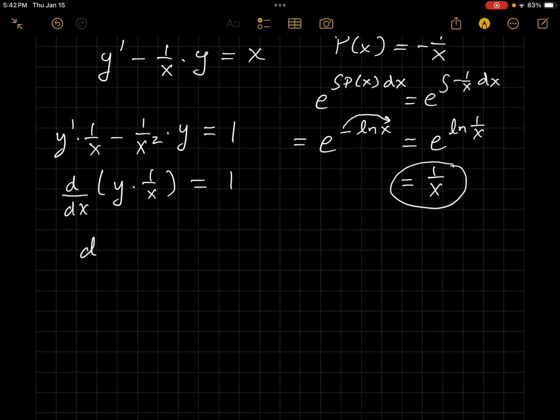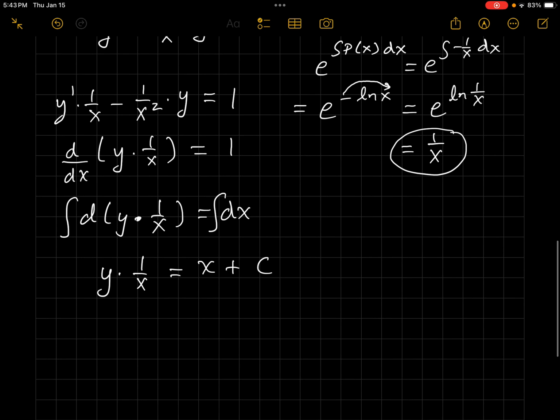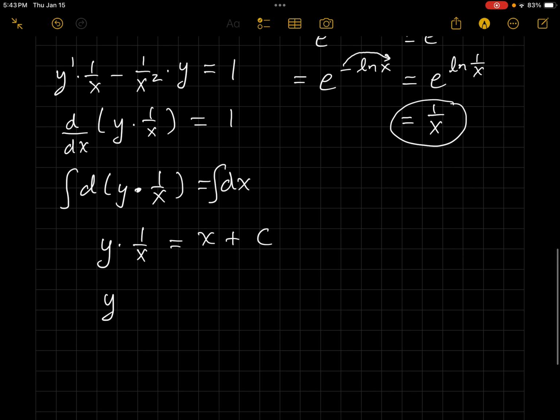We can multiply both sides by dx, giving us d of y times 1 over x equals dx. And then integrating both sides, we get y times 1 over x equals x plus c. One last step, get our y alone. We'll multiply both sides by x, giving us y equals x squared plus c times x.